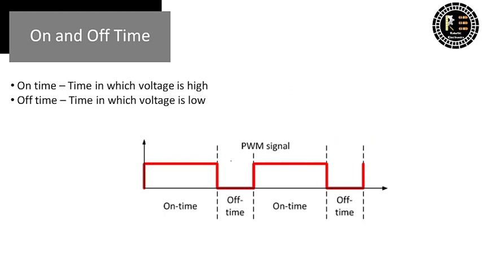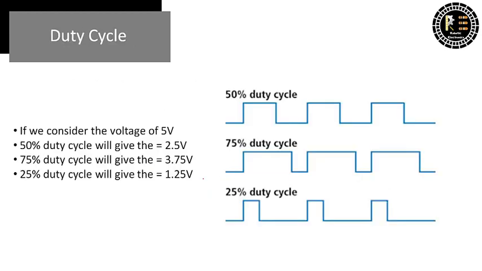Some of the important terminologies in the signal: the time in which the voltage is high, that is, in which the switch is turned on, is known as the on time, and the time in which the switch is turned off is the off time. Based on the on time, the duty cycle can be determined. This is the concept of the duty cycle.